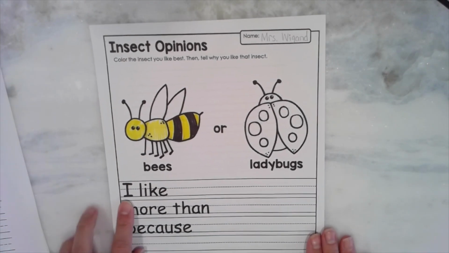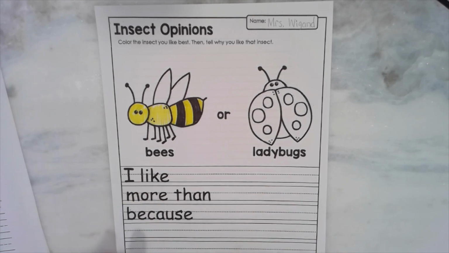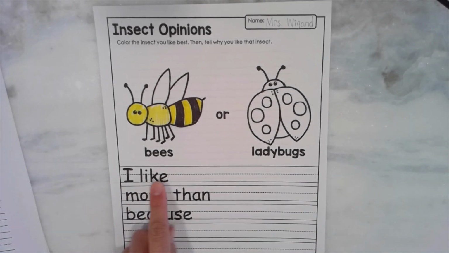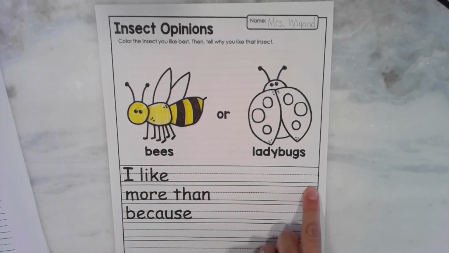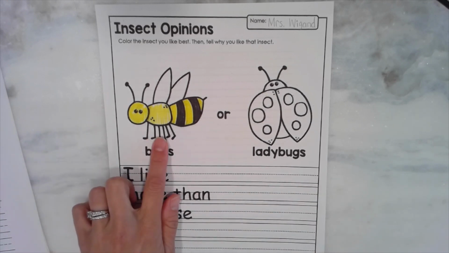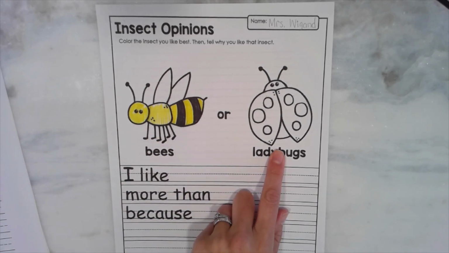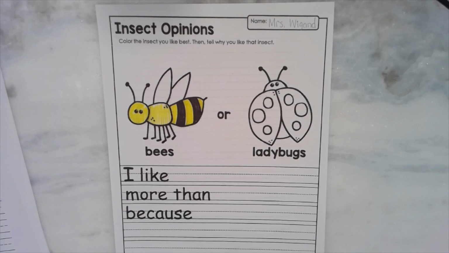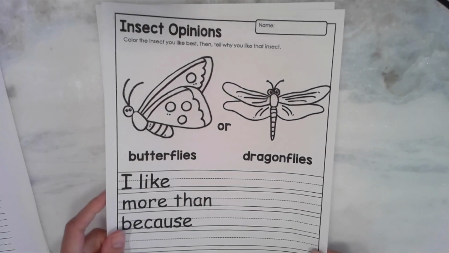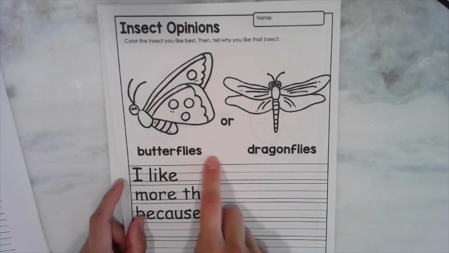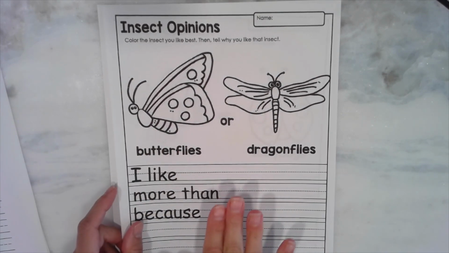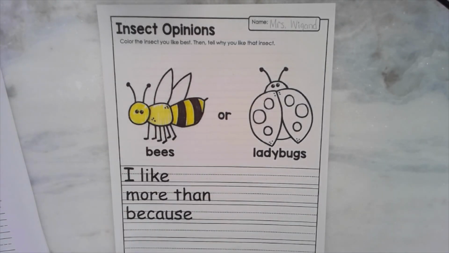So we already have our sentence starter here. It says, I like, and there's a big blank spot. And that's where you're going to either write bee or you're going to write ladybug. Or if you've chosen the paper that says butterfly or dragonflies, you'll write that. If you've chosen this one, then you'll write butterflies or you'll write dragonflies. But you're only going to pick one bug to write about. So let's see how it goes writing in pencil.